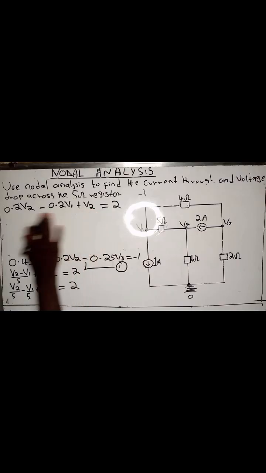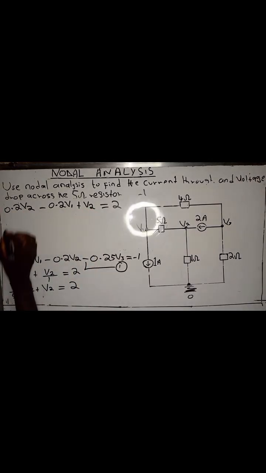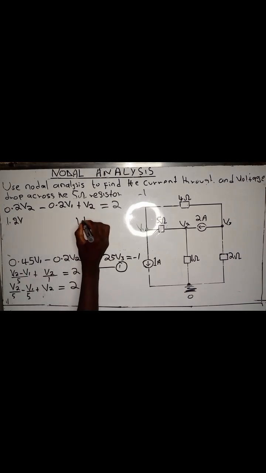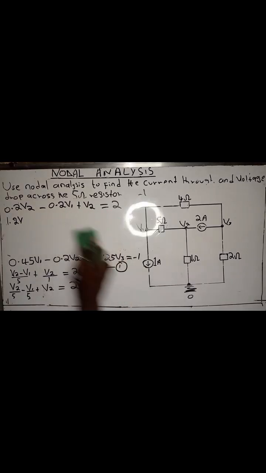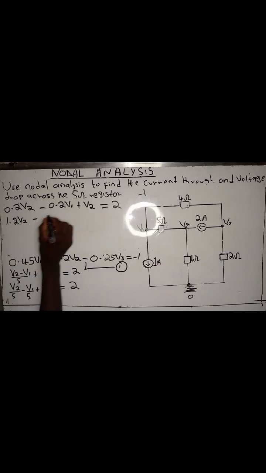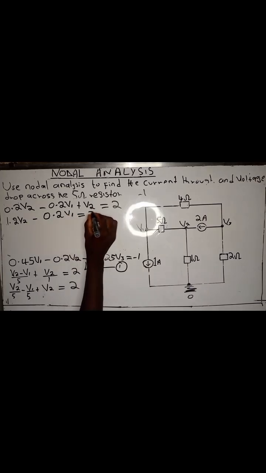So I have to add the like terms. 0.2 plus 1, okay sorry, 1 plus 0.2, you have 1.2 only. So I'll have 1.2 V2 and also minus 0.2 V1, which equals 2.